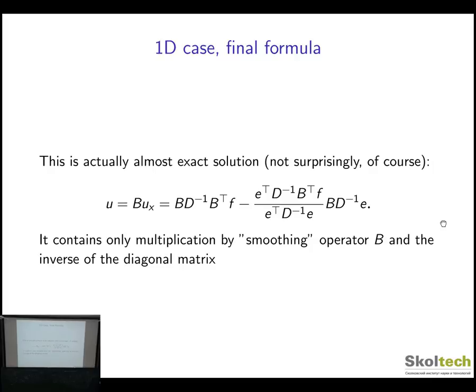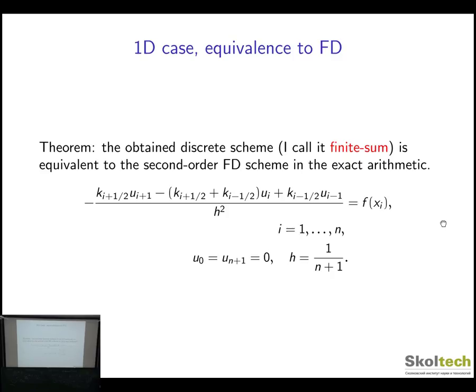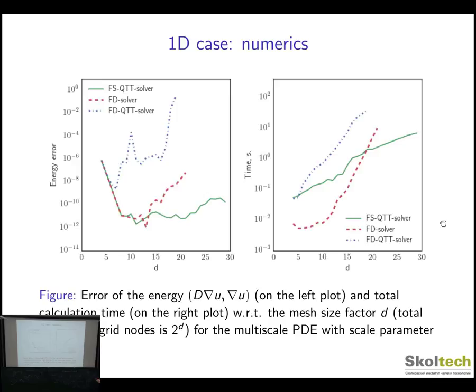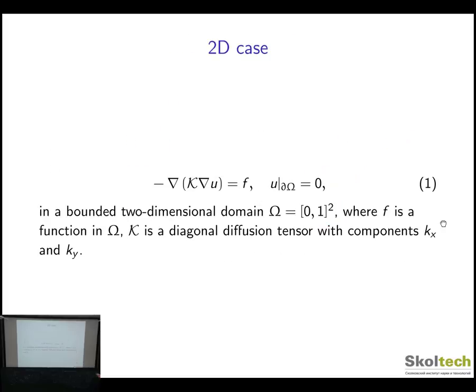Yeah, and this is a stable formula. You can show quite easily that this is equivalent to the standard second order finite difference when you sample the coefficients at midpoints and then take the average there. And you can also bound the ranks of the solution. The ranks are bounded by the rank of the inverse of the coefficients times the rank of the right-hand side. That's trivial. Okay, there are some numerics, but I'll probably skip quite all.